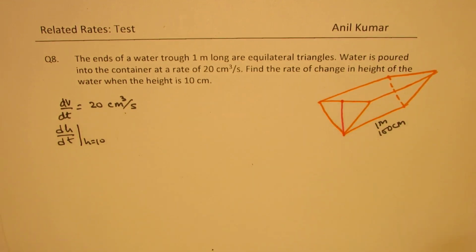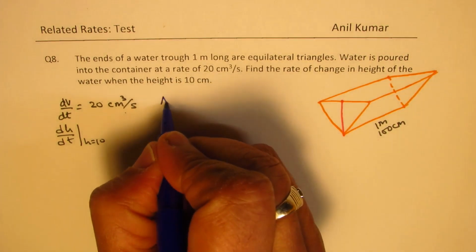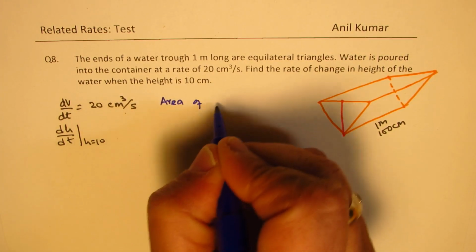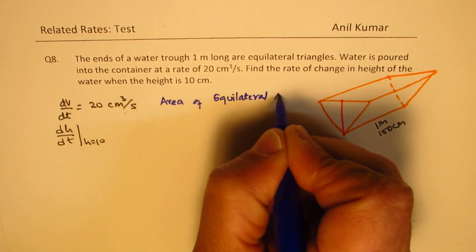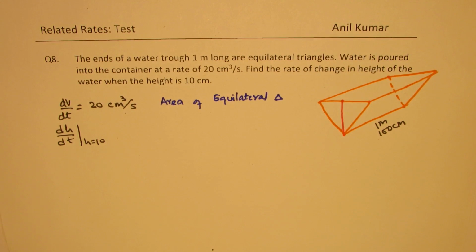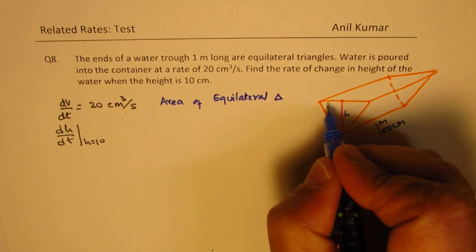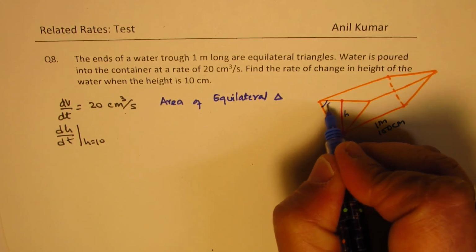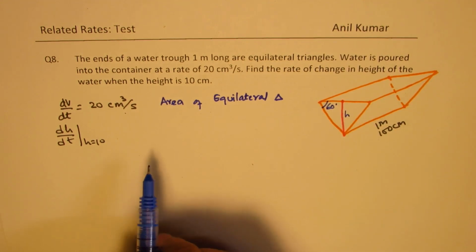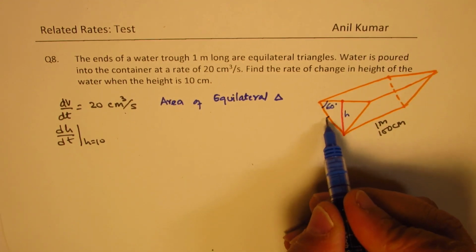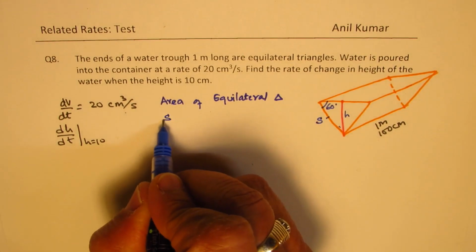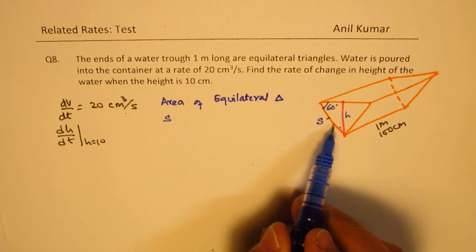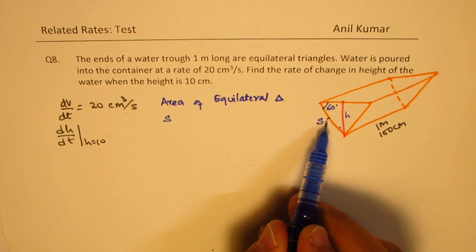So area of an equilateral triangle, let's figure out that first. So let us say this is the height. We are given that the angle here is 60 degrees, correct? All sides will be equal. So let's find what this side will be. So let us say this side is S. In this case, side S is the hypotenuse which we need to find.